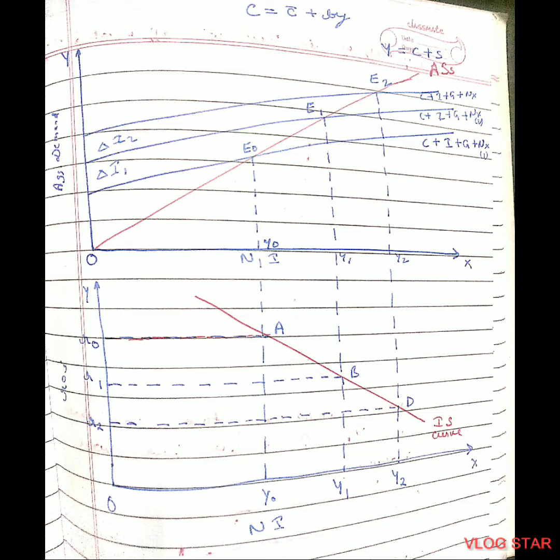Now see the bottom graph. On the y-axis we have rate of interest, on the x-axis we have national income. As the rate of interest decreases, the level of income will increase and vice versa. So at R0 rate of interest, we are holding income of Y0. At R1 rate of interest, we are holding more income, that is Y1. When the rate of interest decreased, we are holding more income, as you can see.